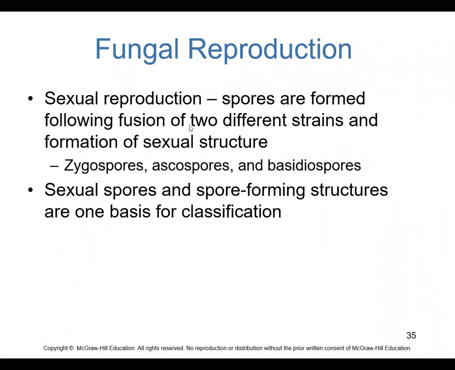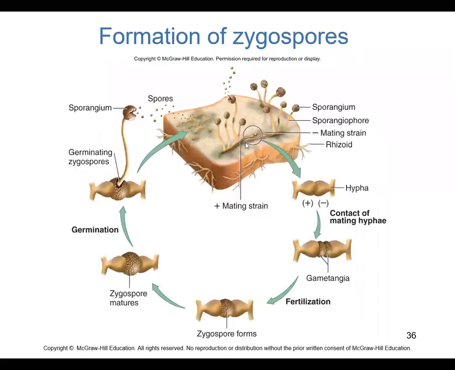Sexual reproduction on these fungi is, again, the fusion of two different strains. We have three main ones that we're going to talk about: the zygospores, ascospores, and basidiospores. And these are sexual spores, so they're going to form these spores through sexual reproduction. We're going to break them down here.